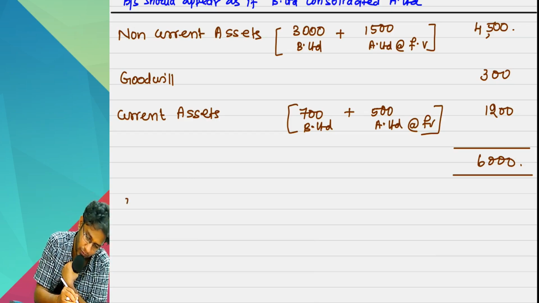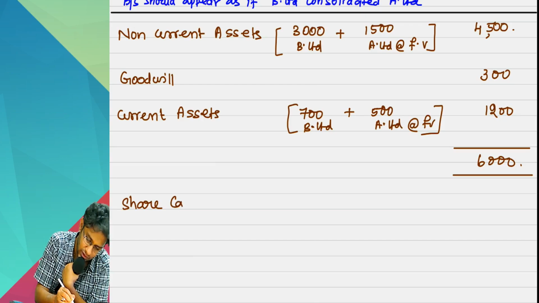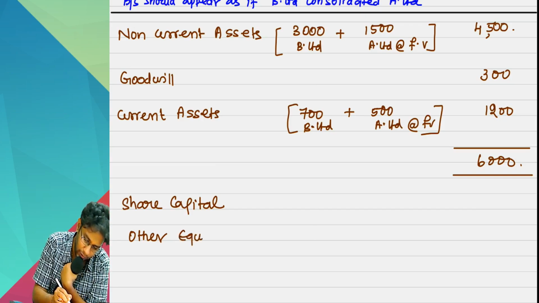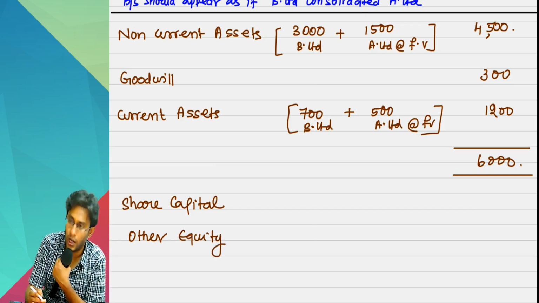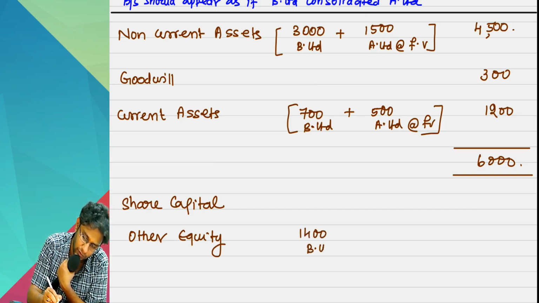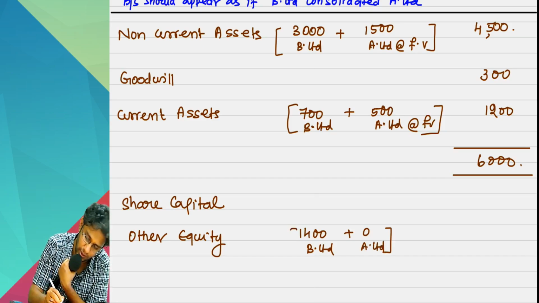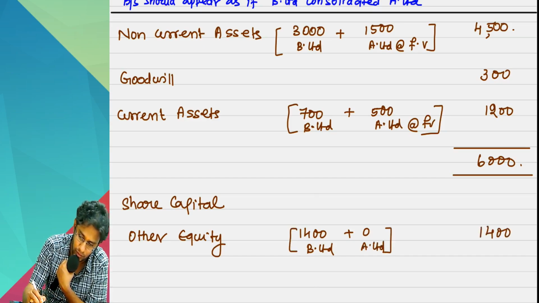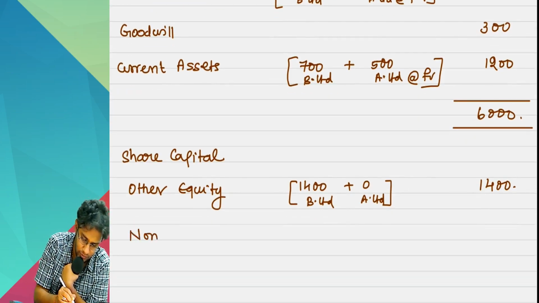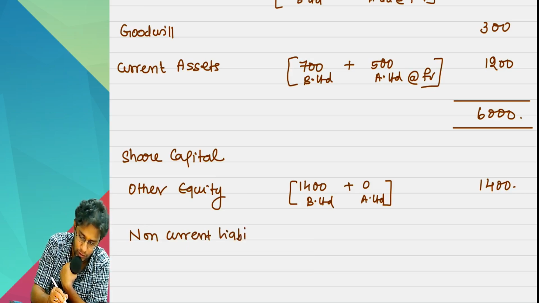Next one. Share capital. Don't write anything for share capital. That we will talk about later on. There is some drama in that. Other equity, which we already worked out: 1400 for B Limited and 0 for A Limited, 1400. That also, like he said, something can be changed if you want. But anyway, first you write whatever we know; whatever we do not know, we'll think about later on.